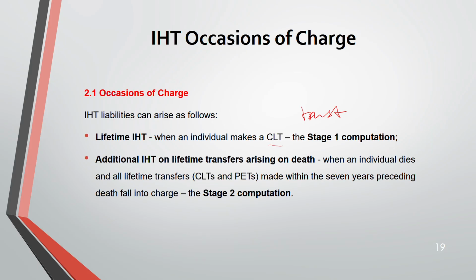Next, additional IHT will arise on a lifetime transfer if the donor dies within 7 years. This is stage 2 computation. Here you might have CLT as well as PET. For example, you might give something to a trust and when they die within 7 years, additional IHT arises. With a PET, an individual is giving to another individual. That is known as PET, potential exempt transfer. A dad giving to his son, a dad giving to his daughter, they are treated as PET. PET will be chargeable when the donor dies within 7 years. Otherwise, PET will not be chargeable.